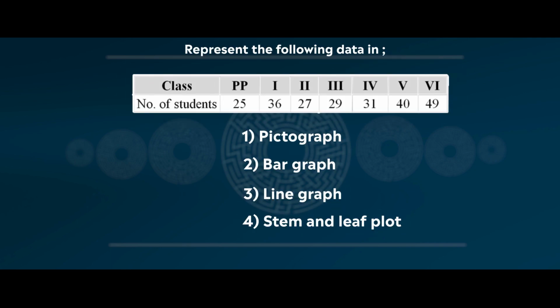You can use one data set for drawing all these types of graphs. So here is a question for you to do at home. This question is about the number of students in classes PP, 1, 2, 3, 4, 5, and 6. By using this table, you have to draw a pictograph, a bar graph, a line graph, and a stem and leaf plot. So do this at home.